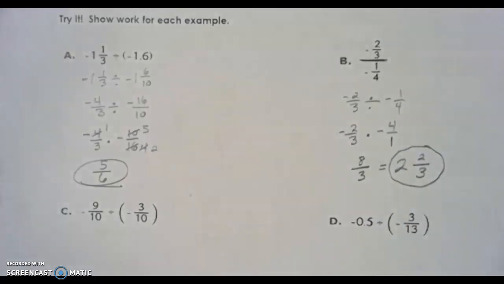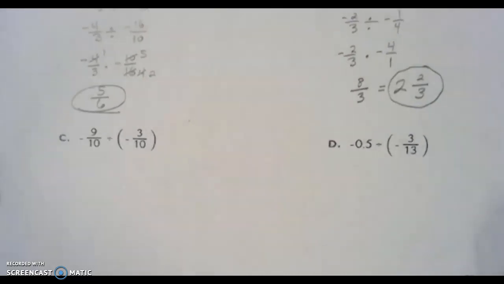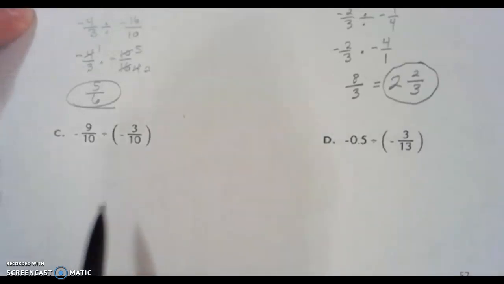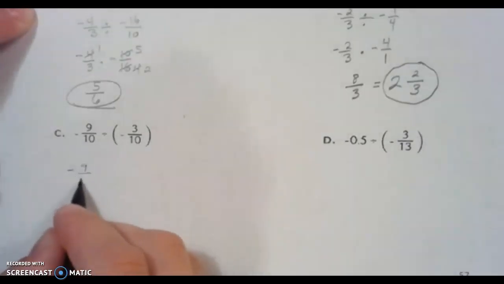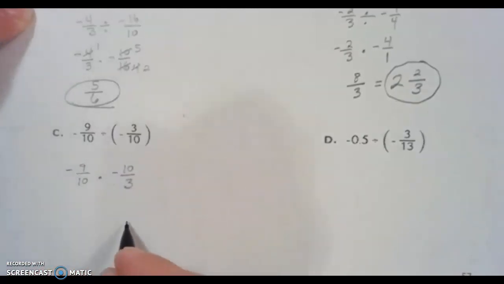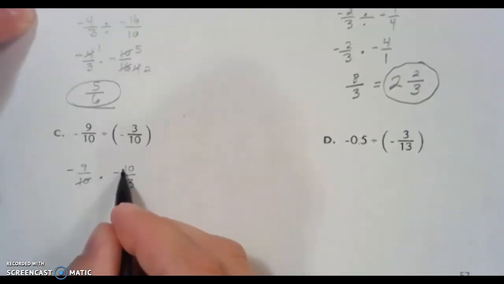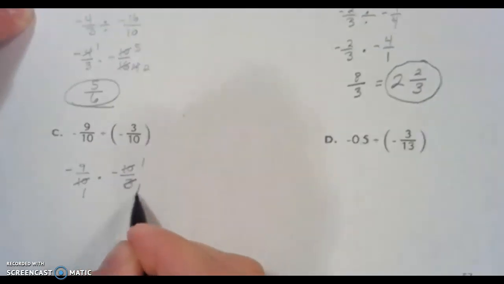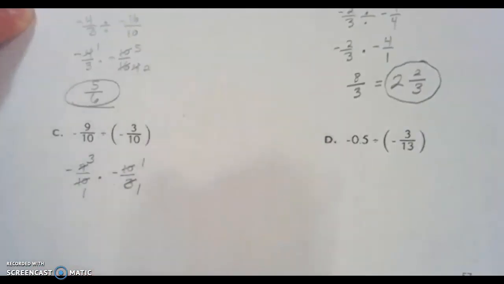In example C, I'm going to just rewrite by multiplying by the reciprocal, since these are already single fractions. -9/10 times -10/3. I can simplify with the tens. Each of those becomes a 1. 9 and 3 have a common factor of 3. 3 goes into 3 once and into 9 3 times. And again, a negative times a negative is positive. This is going to be positive 3/1, which is just 3.